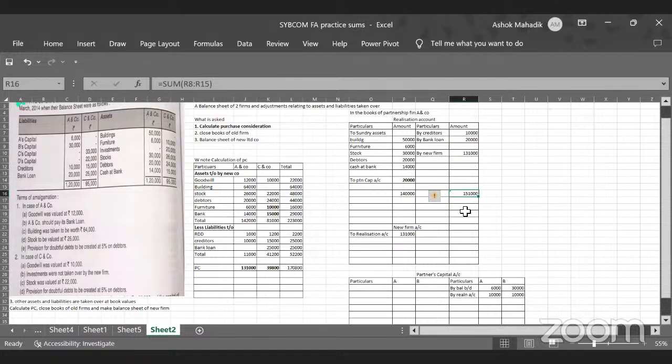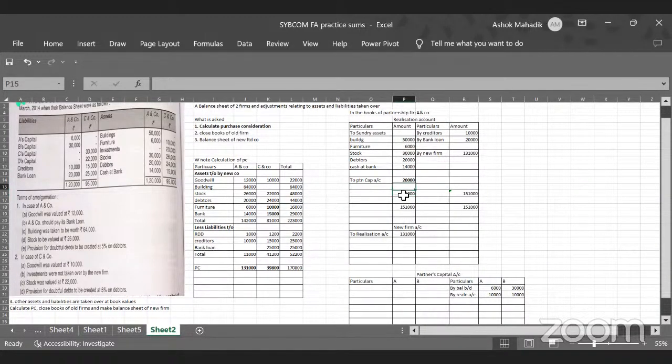So I'll take credit side below, 1,51,000. I'll write here 1,51,000. From that I'll subtract 1,40,000. How much profit will I have? 11,000, right? 11,000. Totally 151. So this will be transferred to partners capital. This will be distributed between the partners.